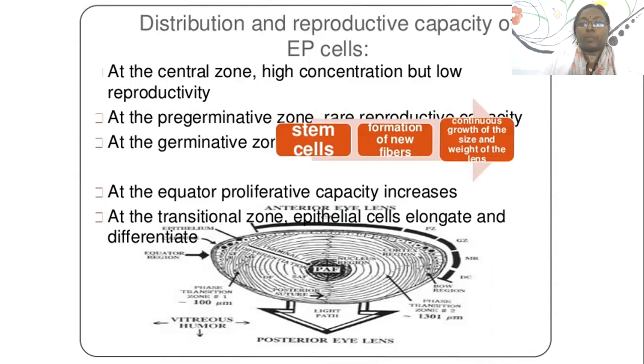Distribution and reproductive capacity of the epithelial cells. At the central zone, high concentration but low productivity. At the equator, proliferative capacity increases at the transition zone. Epithelial cells elongate and differentiate. At the germinative zone, stem cells are present, and there is formation of new fibers and continuous growth of lens fibers.